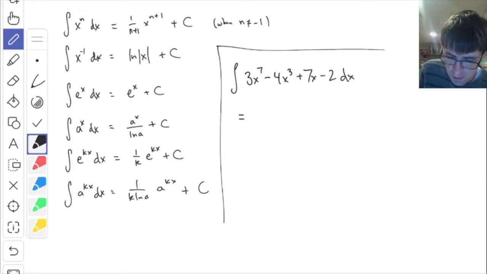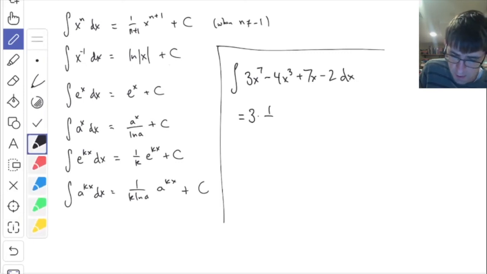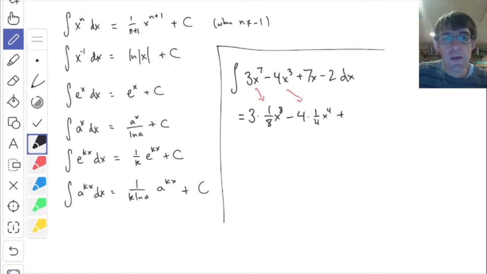This 3 there just becomes a 3 coefficient. And then what happens to x to the power 7? You do this to it. X to the power 7 is going to become 1 over 8 x to the 8. So what I get here is 3 times 1 over 8 x to the 8. That came from the first part. And then I do this one. 4x cubed: I go minus 4 times 1/4 x to the 4, plus, each time you just leave the coefficient like it is. 7 here is the coefficient, so I leave 7 like it is.